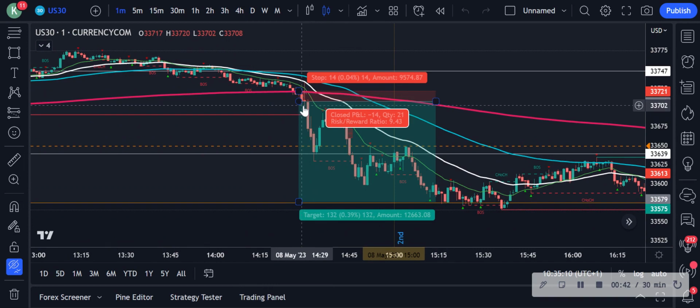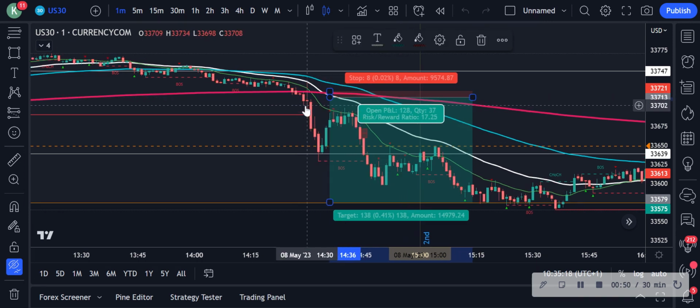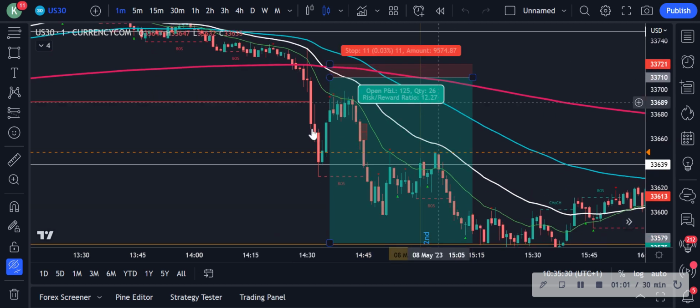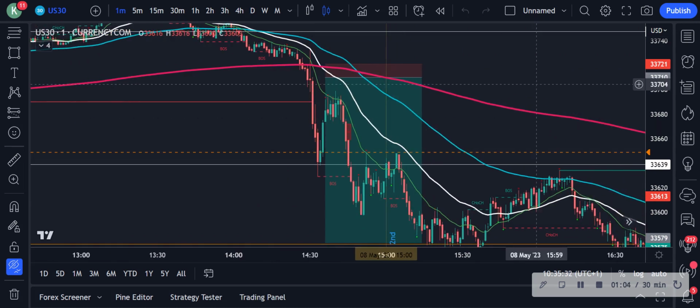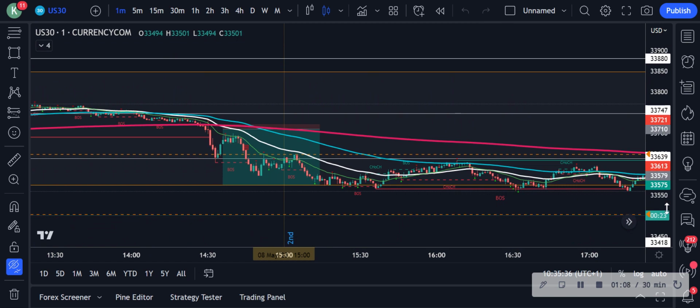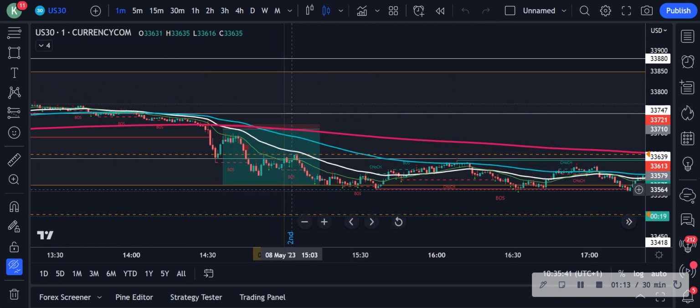And yeah, I took this entry right here at the rejection. Can you see this candle which rejected off my 200 moving average? This was my entry basically right here. Let me make it bigger. There we go. So this was literally where my entry was on US30, and I took it all the way down to the bottom of the zone that we drew.